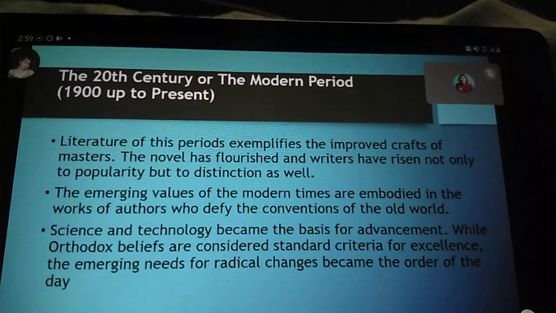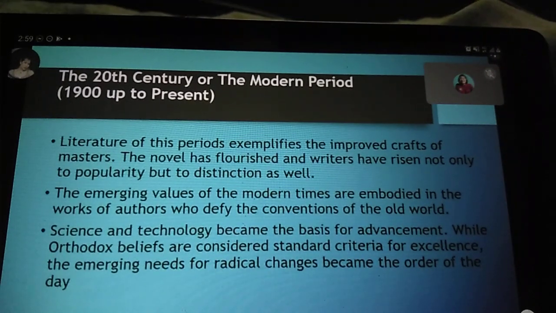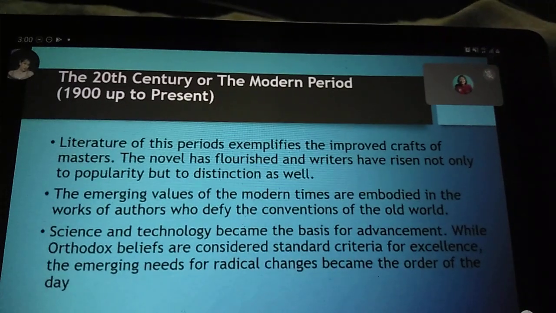The 20th century or the modern period, 1900 up to present. Literature of this period exemplifies the improved crafts of masters. The novel has flourished and writers have risen not only to popularity but distinction as well. Emerging values of modern times are embodied in the works of authors who defy the conventions of the old world. Is for advancement, while orthodox beliefs are considered standard criteria for excellence. The emerging need for radical change becomes the order of the day.